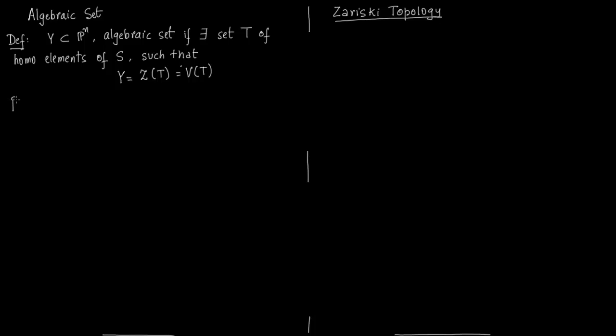So the following are algebraic sets. First is the union of two algebraic sets. That also means a finite union of algebraic sets is an algebraic set.